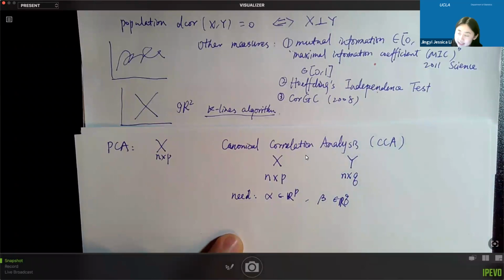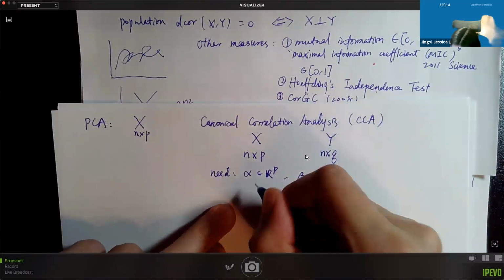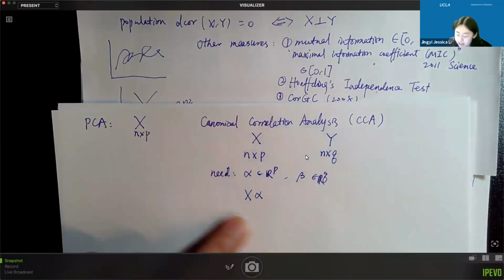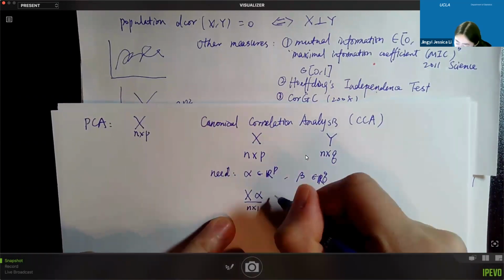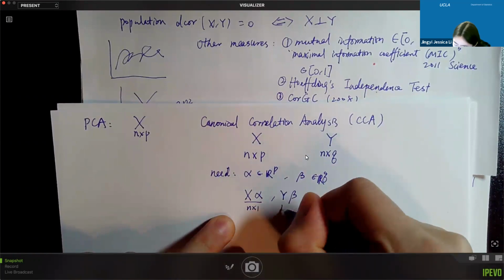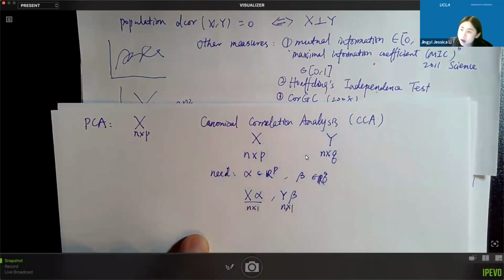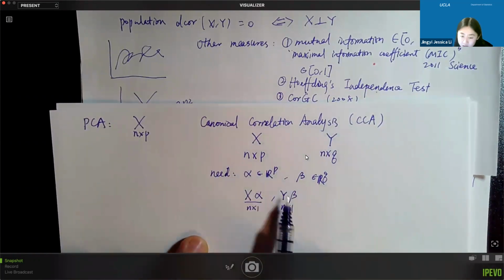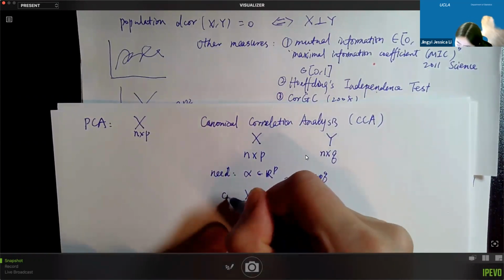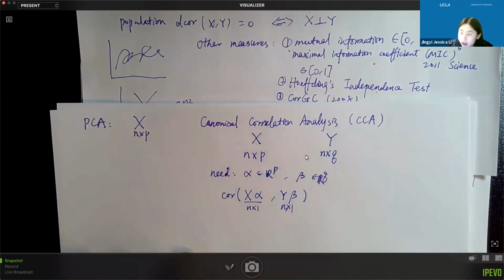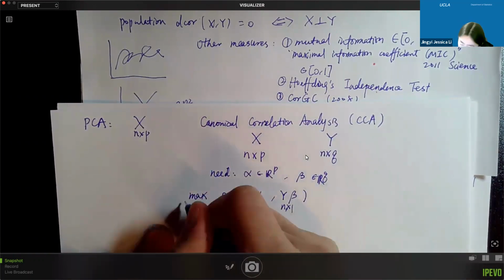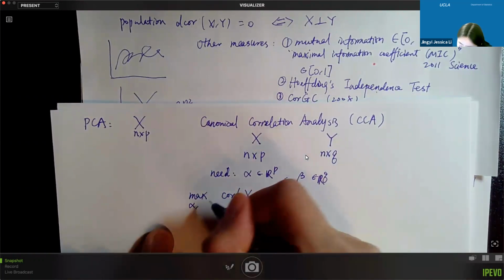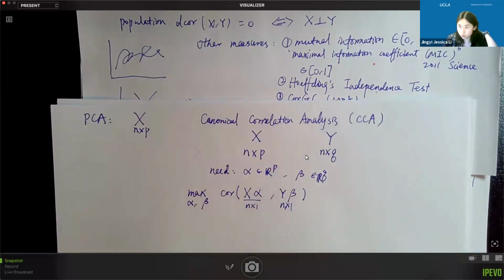So you can see that if I do x alpha, this is an n by 1 vector. And I do y beta, that's an n by 1 vector. So I can compute the Pearson correlation between those two things, and I want to maximize it in terms of possible alpha and beta. That's the goal of CCA.